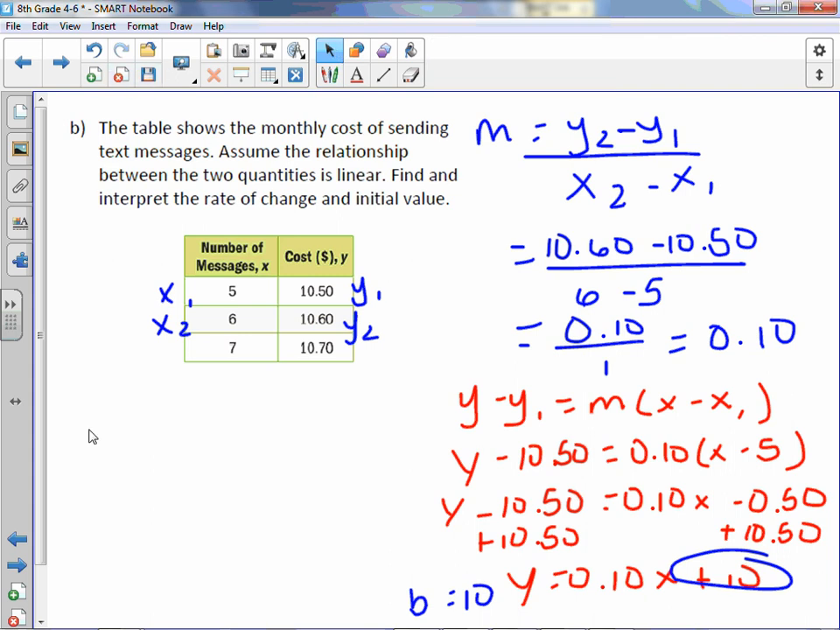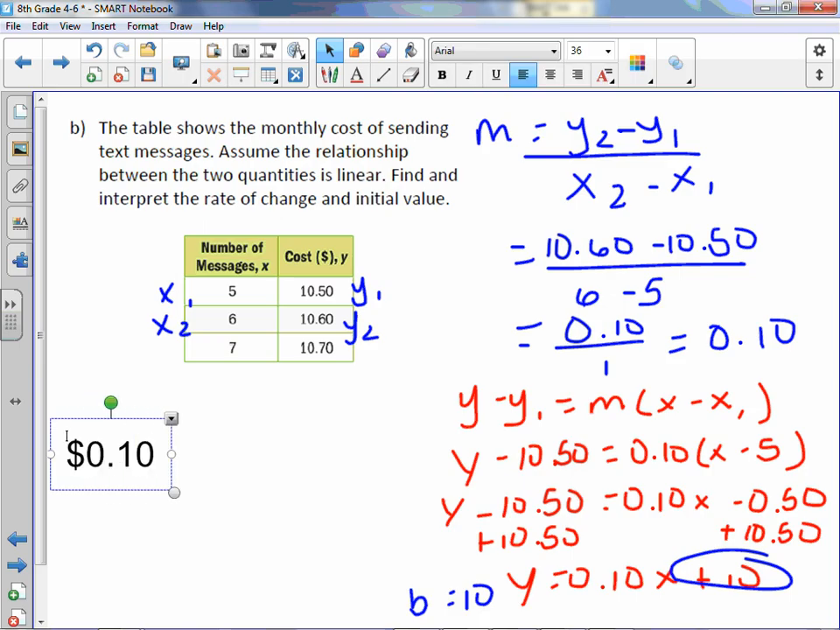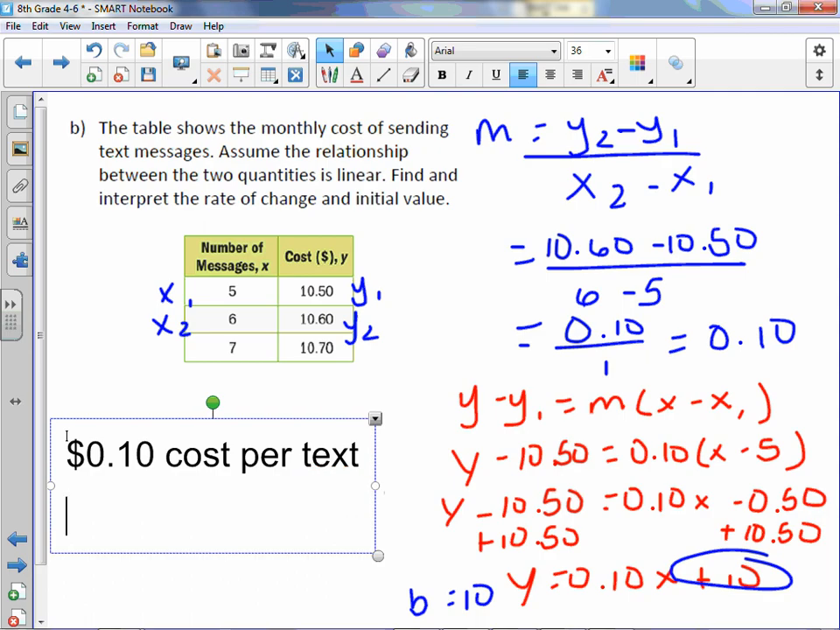So the 0.10, we're talking about money. So that's 10 cents. It's a 10-cent cost per text. And our initial value, or y-intercept, of 10 represents a $10 cost of the phone plan.